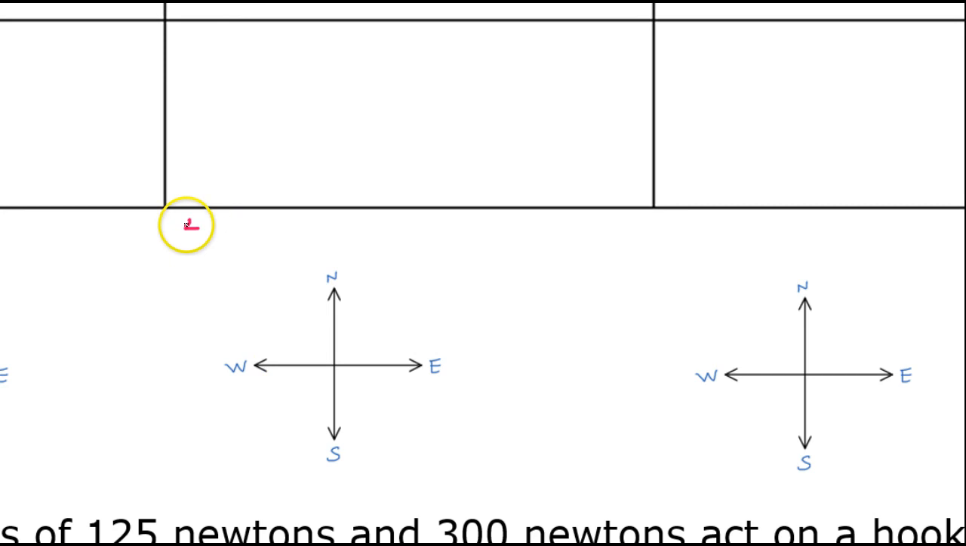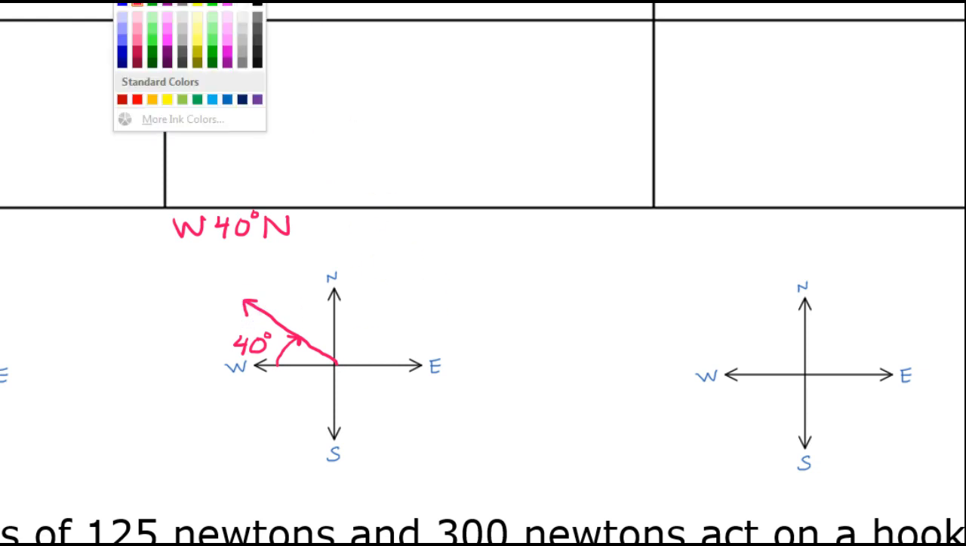West, let's see. If I say west 40 degrees north, that means start at west and turn 40 degrees towards the north. Okay, so this turn should be 40 degrees, and that's going to put the vector right here.